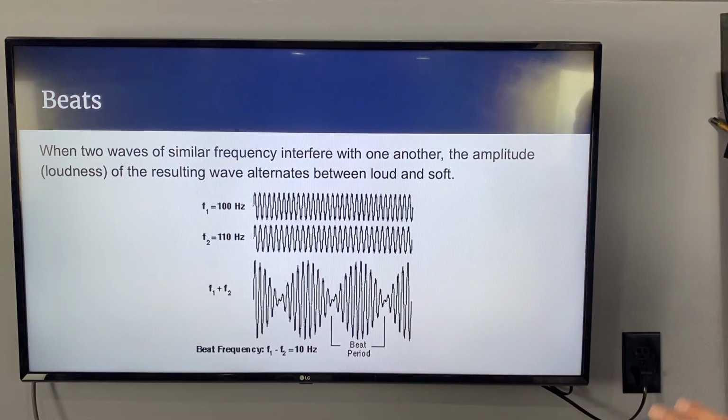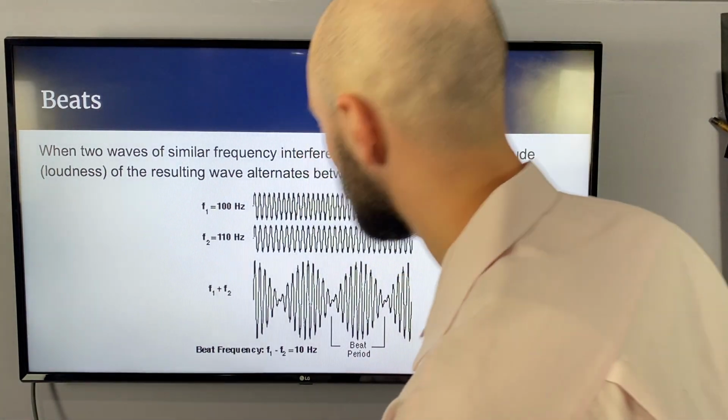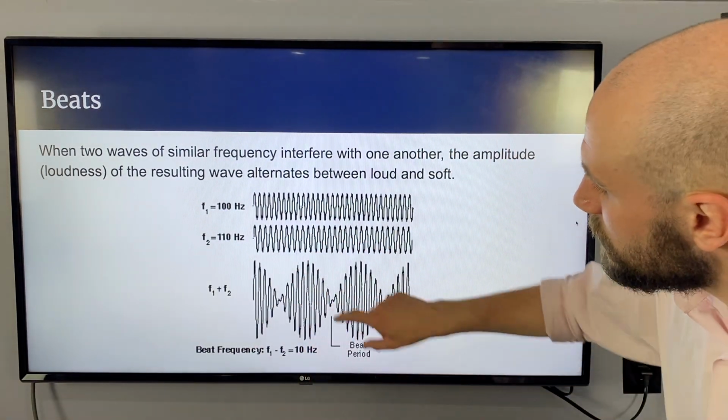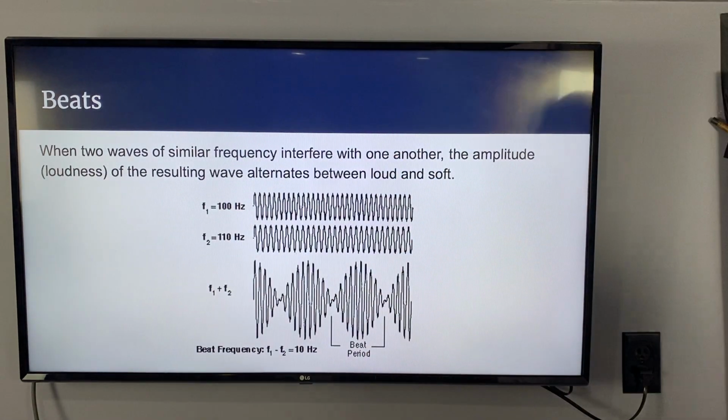The reason why you hear those beats has to do with this idea of interference. The waves are interfering with one another, occupying the same space, and you get areas of constructive interference and areas of destructive interference.